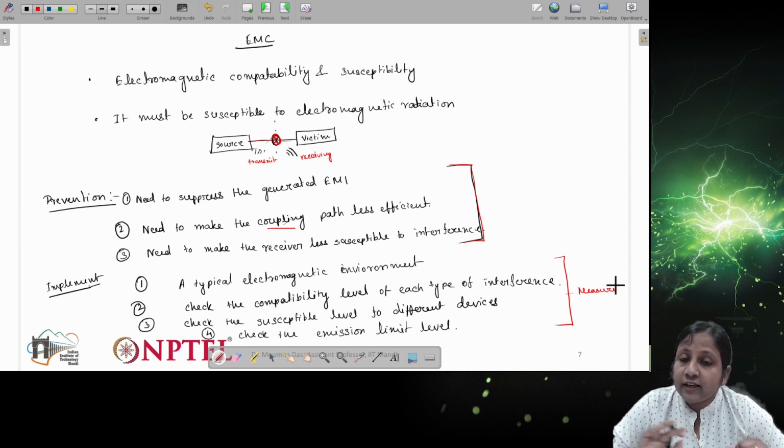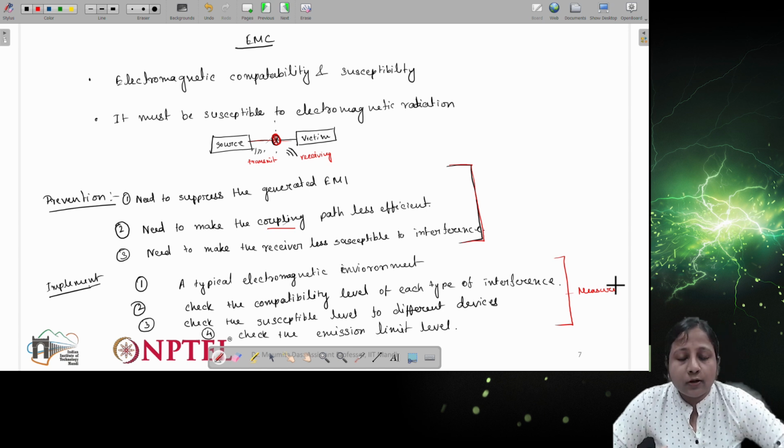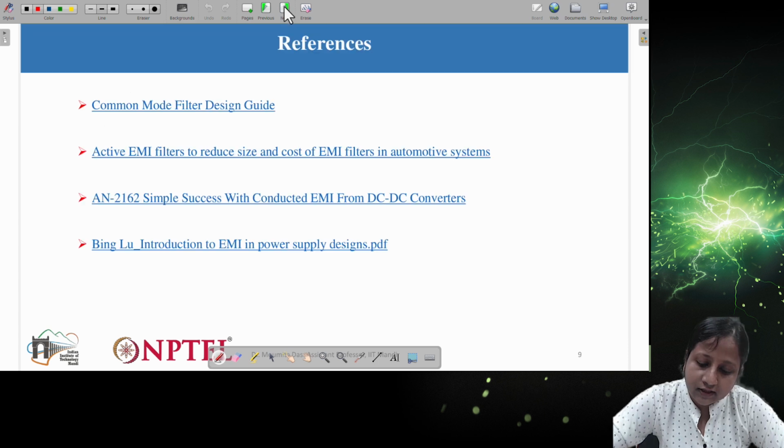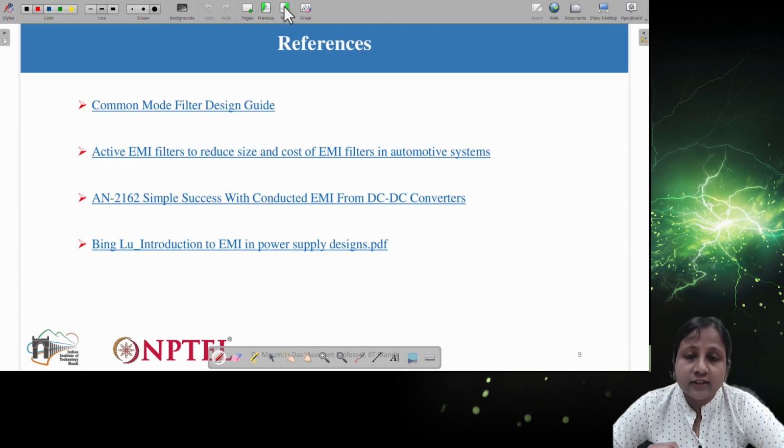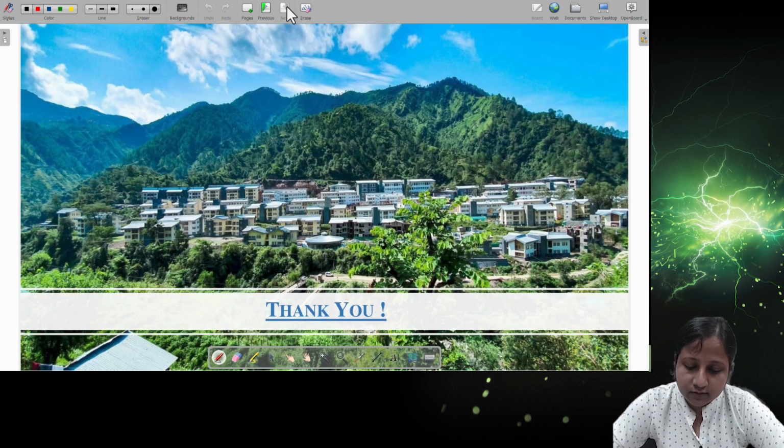Okay, so next we'll be discussing the measurement techniques, how we can measure different noises. What are the different noises in EMI, such as conducted or common mode noise or differential mode noise? What are those noises and how can we measure them? Okay, more about this I'll discuss in the next class. These are the references. Thank you.